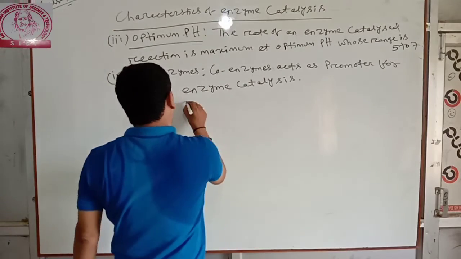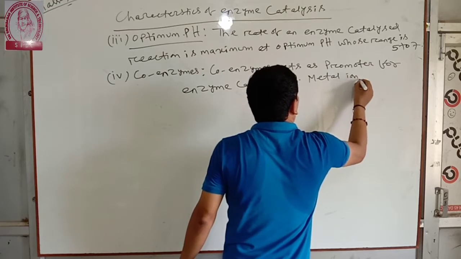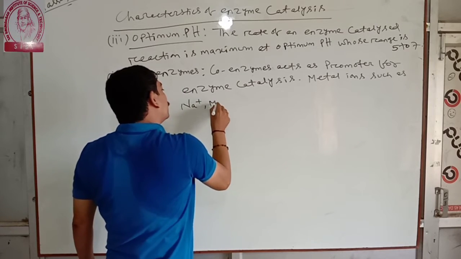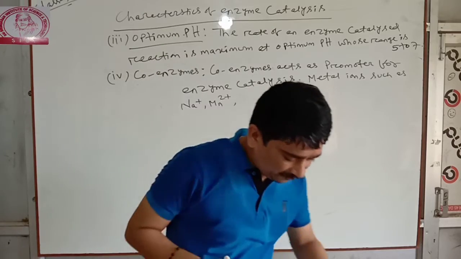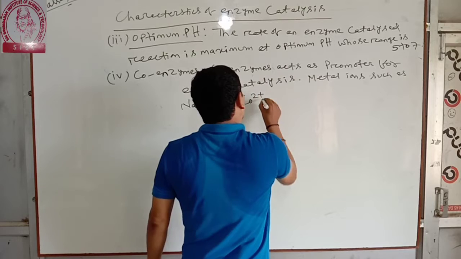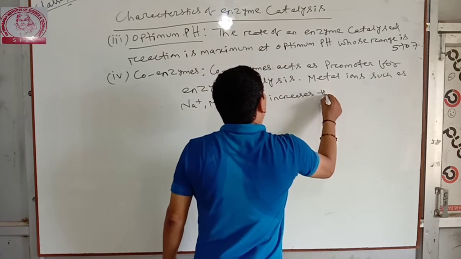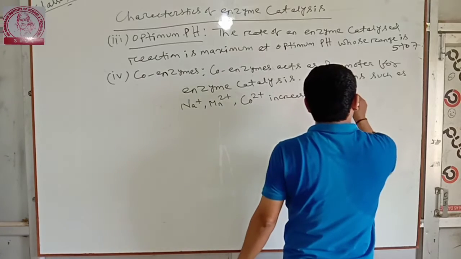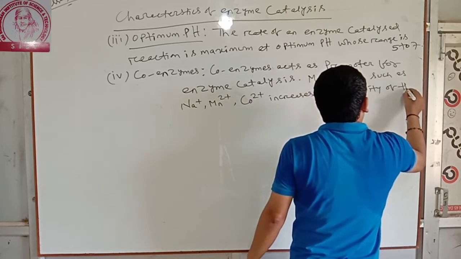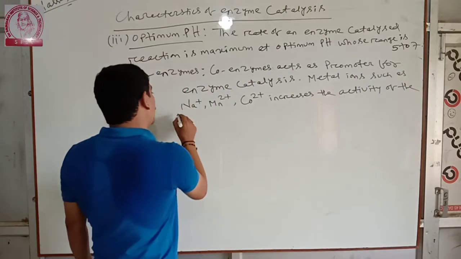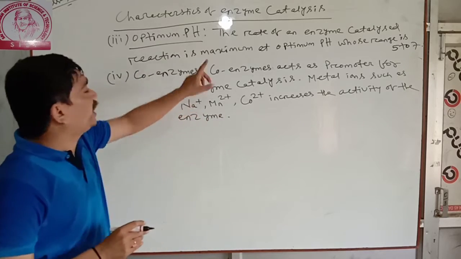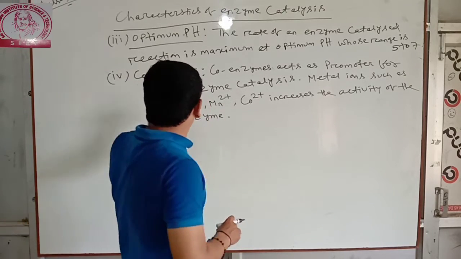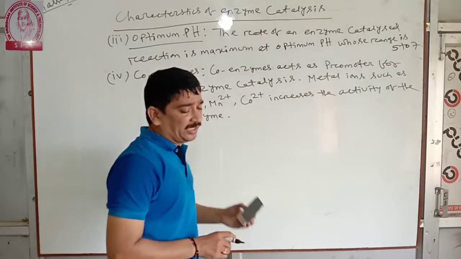Metal ions such as Na plus, Mn2 plus and cobalt 2 plus increase the activity of the enzyme, so they act as coenzymes, which increase the efficiency of the enzyme. Last is the effect of inhibition.